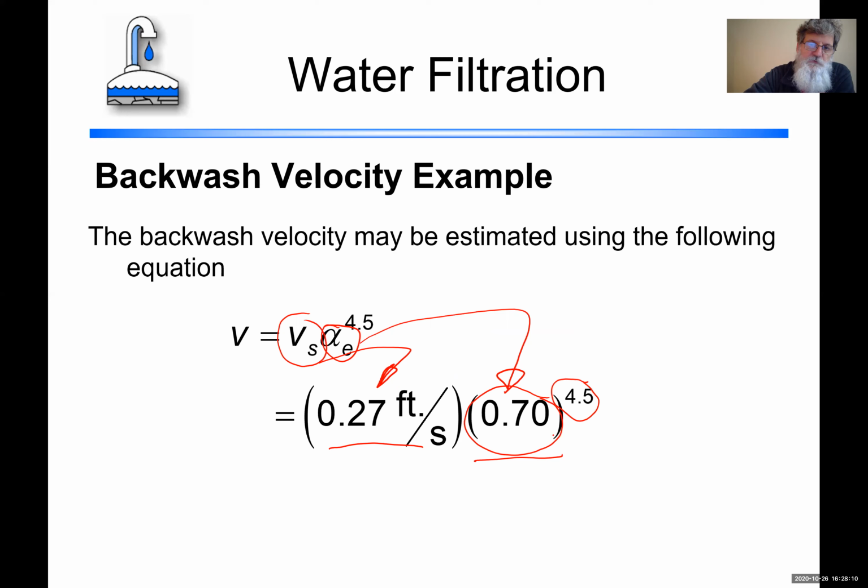So what I would do right now is pause the video and see if you can make that calculation. 0.7 raised to the 4.5 power times 0.27. By the way, the porosity doesn't have a unit, so your velocity should still have the units of feet per second. So pause the video and take a shot at the calculation.